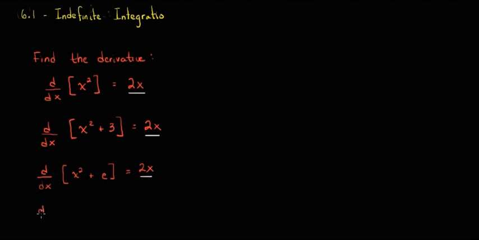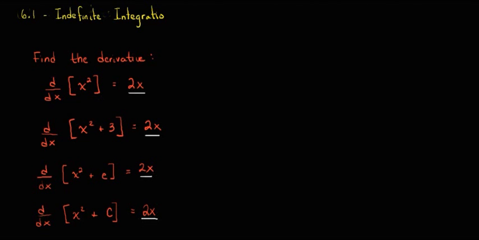So in general, I can just say that d dx of x squared plus any constant c will always equal 2x, because again, the derivative of x squared is 2x and the derivative of any constant is 0, so this is really 2x plus 0, but we don't necessarily need to write the 0, so we can just write simply 2x. And so the derivative here is equal to 2x.